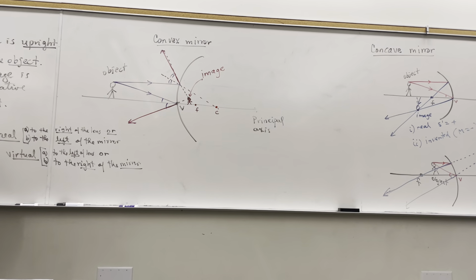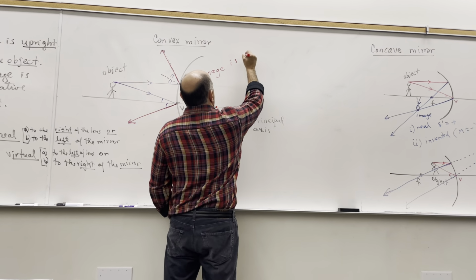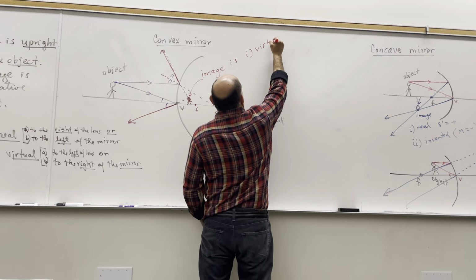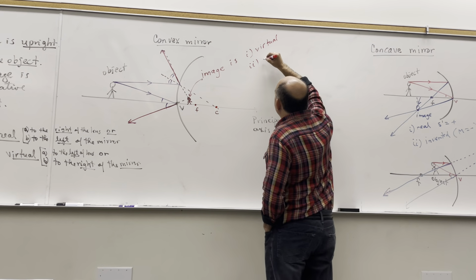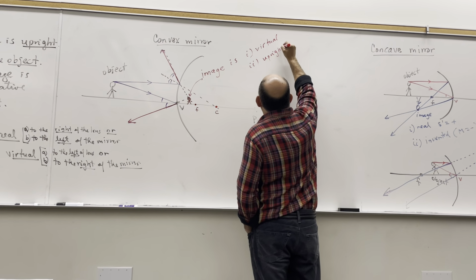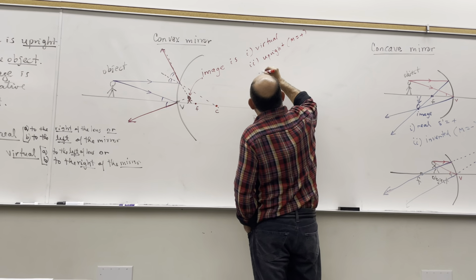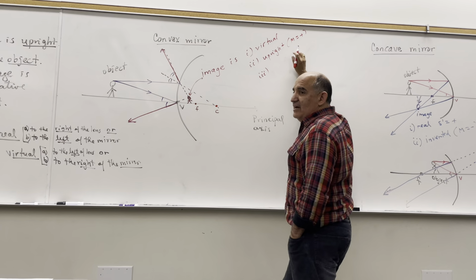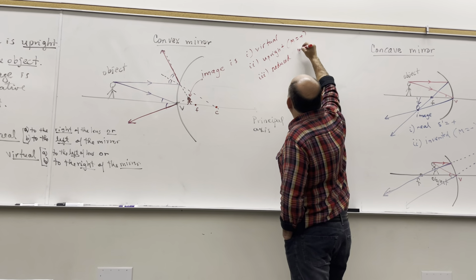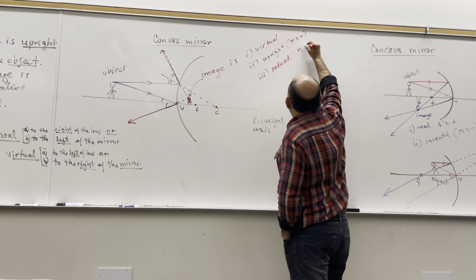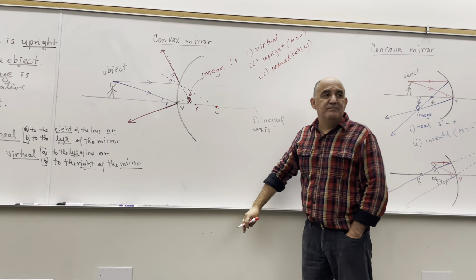Is that image real or virtual? It's virtual. Is it upright or inverted? And that means the magnification is plus, right? And is it enlarged or reduced in size? So that means that the magnification is less than 1, but more than 0, right? It's positive, but between 0 and 1.